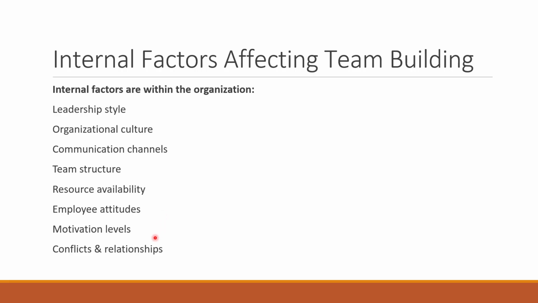Then there is the motivation level. Again, if the employees are highly motivated, the performance of the team is on an efficient side, and vice versa. And the last one is conflicts and relationships. These internal conflicts, which include misunderstanding, maybe some ego clashes, and differences in the personality of the team members, do affect the teamwork.